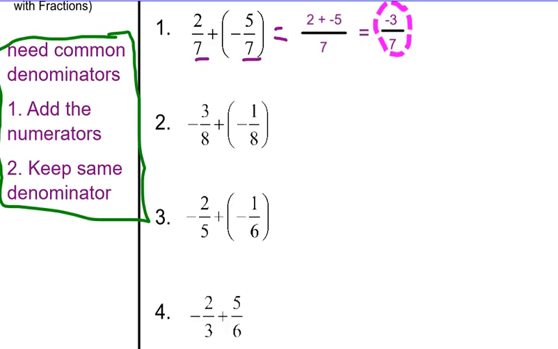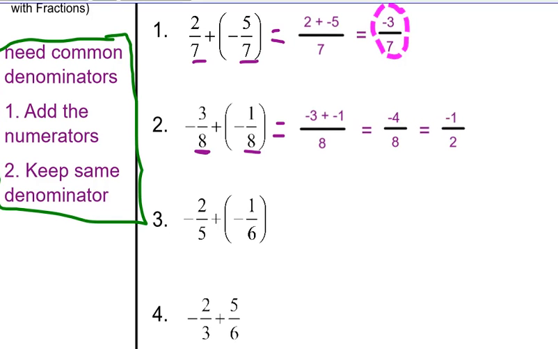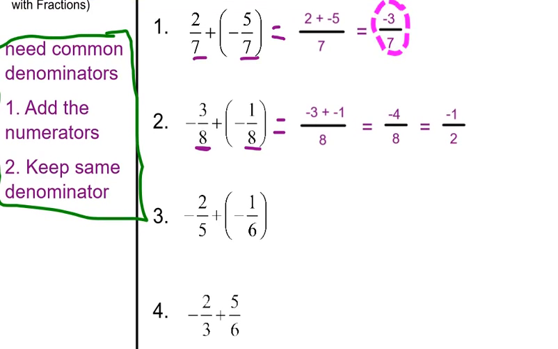Next example, we have negative 3 eighths plus negative 1 eighths. They both have an 8 in the denominator, the bottom number, which means we can add the numerators, the top numbers. So we get negative 3 plus negative 1 all over 8. Negative 3 plus negative 1, same sign, add. So we get negative 4 over 8. However, negative 4 over 8 can be reduced by dividing both the top and bottom by 4, and we get negative 1/2. We always want to make sure our final answers are fully reduced.